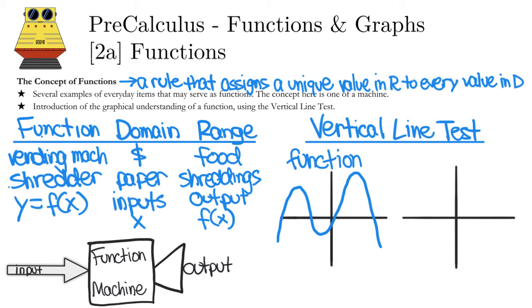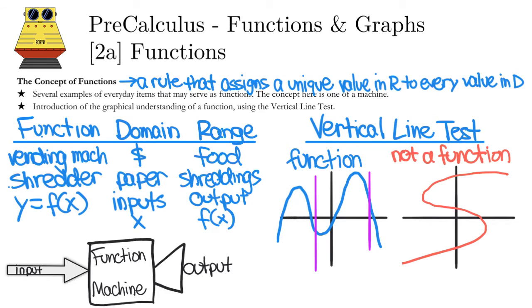So here's an example of a function. It's a polynomial function that passes the vertical line test. When we draw a vertical line, the curve only touches that vertical line once. And here's an example of a curve that's not a function. When we draw a vertical line, we could clearly see that that curve touches the vertical line in 3 locations. That means there are 3 y values that correspond to 1 x value. That is not a function.